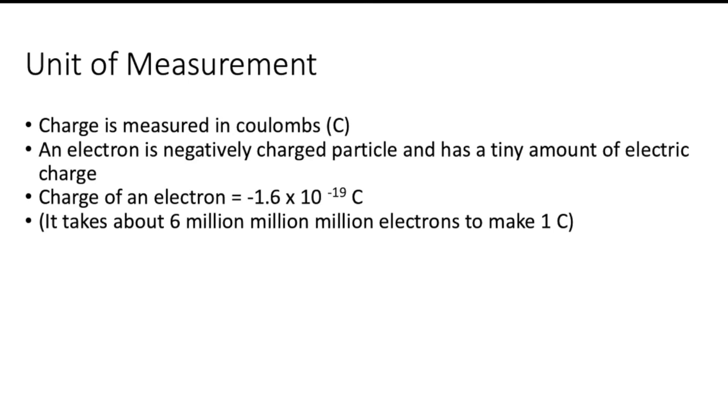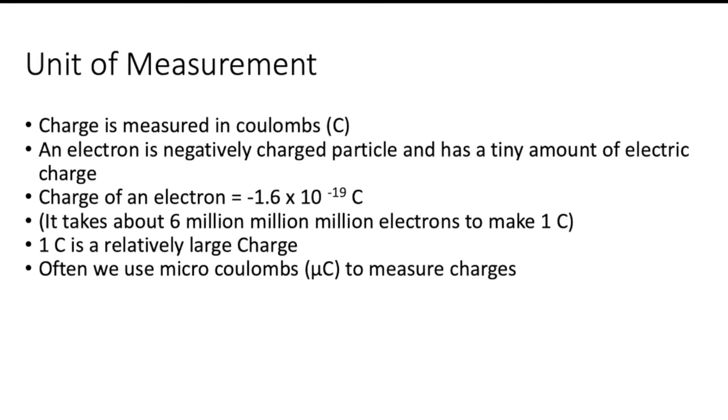This also tells us the charge of a proton. The charge of 1 proton is positive 1.6 times 10 to the power negative 19 coulombs. How do we know this? Because the charge of an electron and a proton must be equal and opposite. 1 coulomb is relatively a large charge, so often we use microcoulombs to measure charges. We know that micro means 10 to the power negative 6. So 1 microcoulomb is 10 to the power negative 6 coulomb, or 1 coulomb is a million microcoulombs.